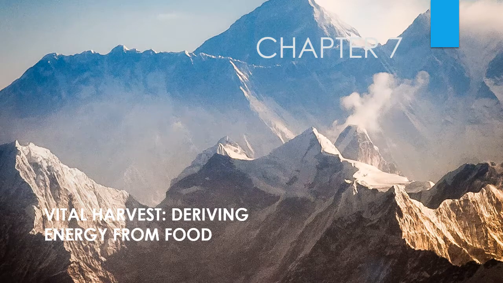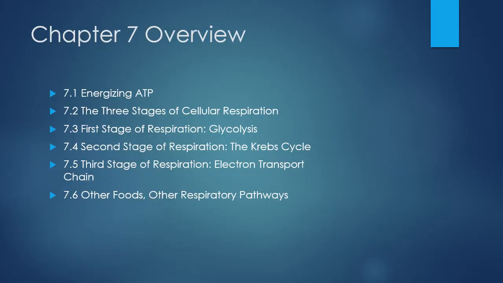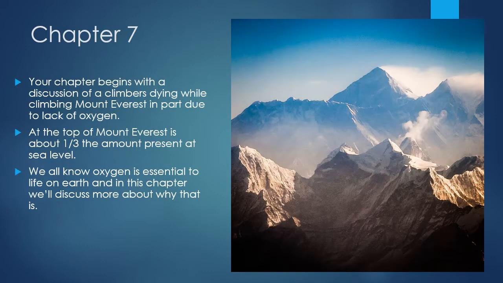Welcome back to Chapter 7. This chapter is on vital harvest, deriving energy from food. And this section will look at energizing ATP, the 3 stages of cellular respiration. We'll go over each of those 3 stages, which are glycolysis, the Krebs cycle, and the electron transport chain, and then talk about how other foods go through other respiratory pathways.